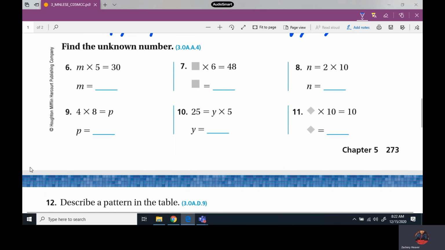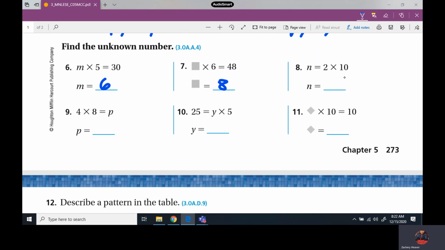Find the unknown number. We know that this M or this box, they have no value. It's like a blank space. So what times 5 is 30? M is going to equal 6. Box times 6 is 48. It's going to be 8.